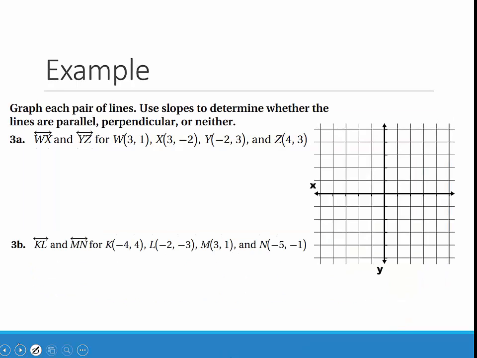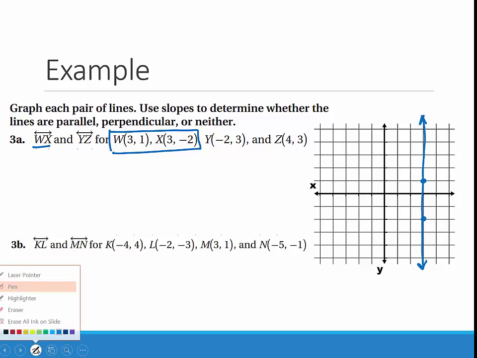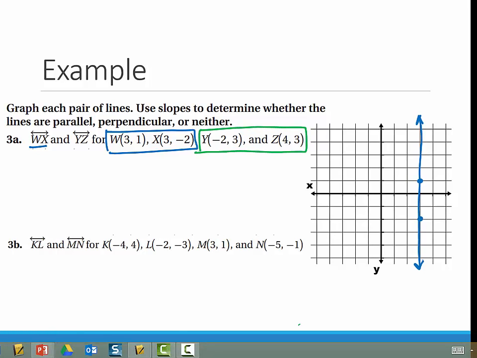So graph each pair of lines, and then use the slopes to determine whether the lines are parallel, perpendicular, or neither. So the first one we're going to graph is WX. So we just need these 2 points right here. So I'm going to go over 1, 2, 3, up 1, and over 1, 2, 3, down 2. So this is a nice vertical line. And then the other one they told me to graph was YZ. So that's back 2, up 3, and then over 4, up 3. That's a nice horizontal line.